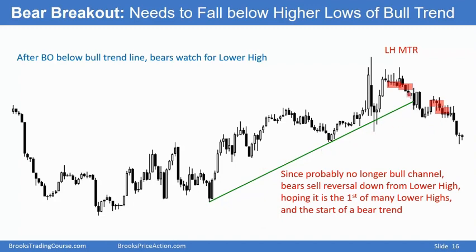At some point, traders conclude that it's no longer a bull channel. It's either a trading range or a bear trend. Somewhere in here, more and more traders are concluding the bull trend has ended. Once the market falls below a major higher low like here or here, traders would conclude the bull trend is definitely over and that the market's either in a trading range or a bear trend. And they're hoping that this lower high is the first of many lower highs, and a series of lower highs means a bear channel, which is a bear trend.